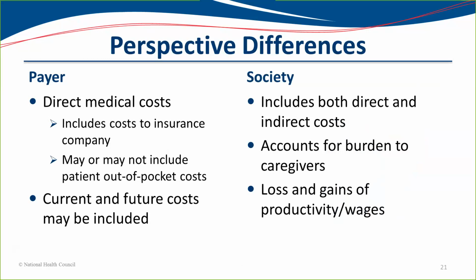But from a society perspective, we should include both direct and indirect costs. The societal perspective should at least account for things like burden to caregivers or loss and gains of productivity, because we know that society gains something if we use a treatment that actually gets people back to work and out of the hospital, where they can also take care of their kids, and so we know that there's a benefit there too.